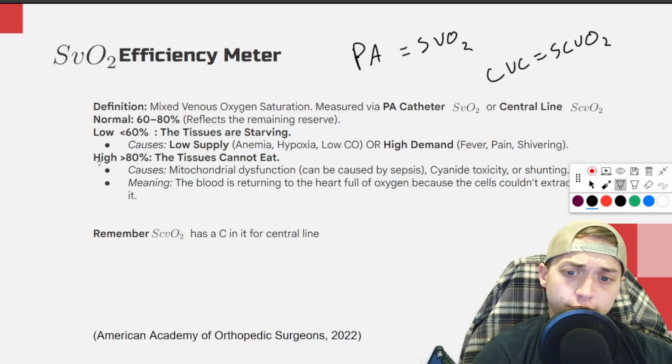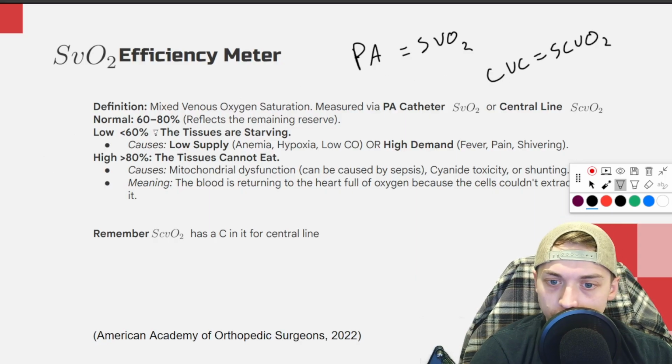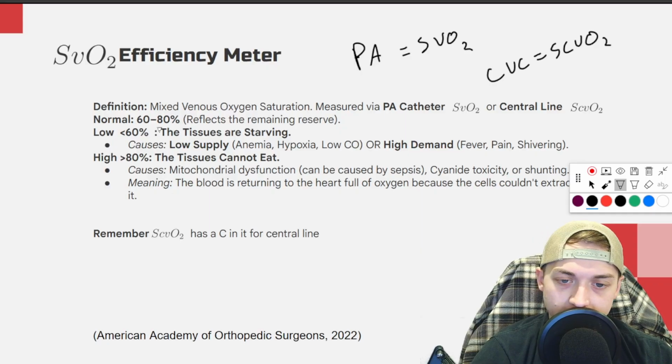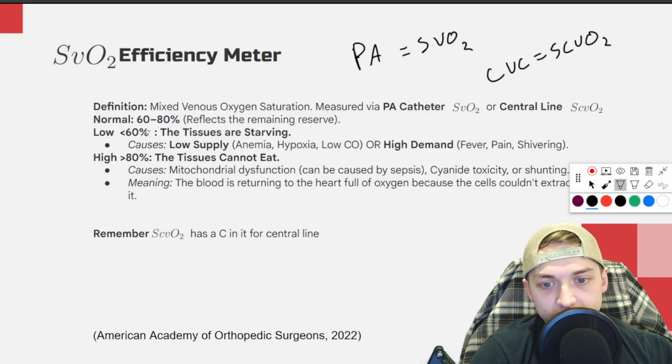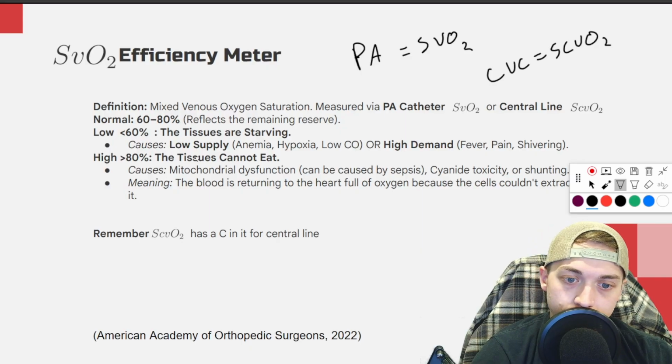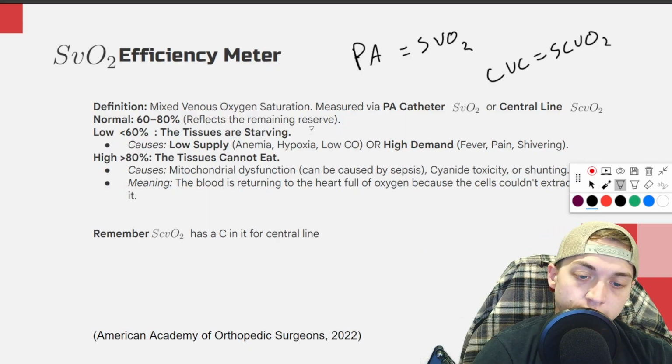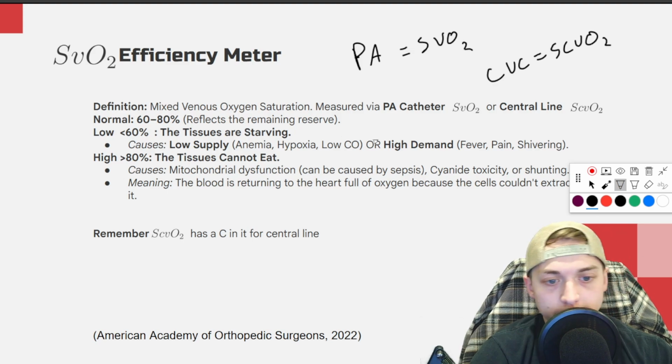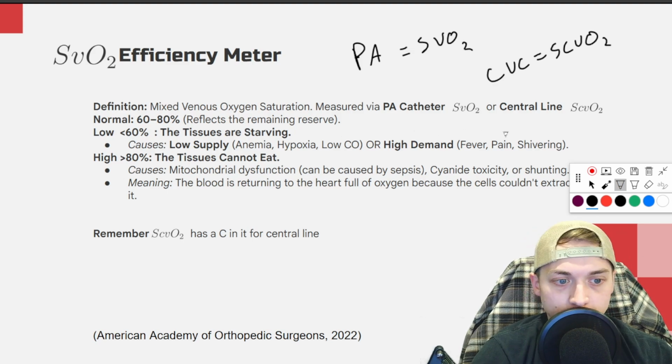Okay, so this is measuring our reserve. A normal is 60 to 80%. Remember, your tissues use about 25%. So if this number is low and you don't have a high reserve, or your reserve isn't where it should be, it means your tissues are probably hungry. It can be caused by a low supply, like anemia, hypoxia, or low cardiac output, or it can be caused by high demand, like fever, pain, shivering, which would be like your sepsis. Well, in the early stages anyway.